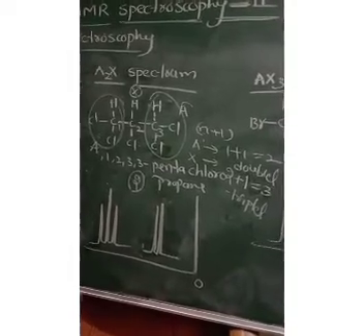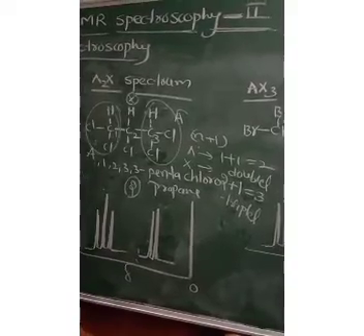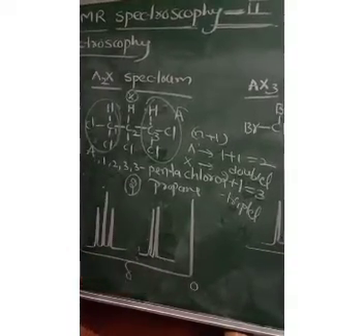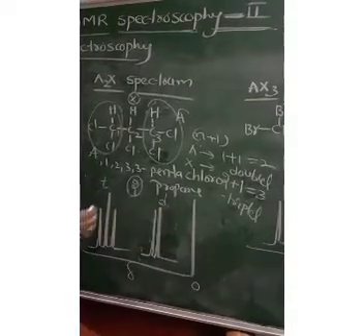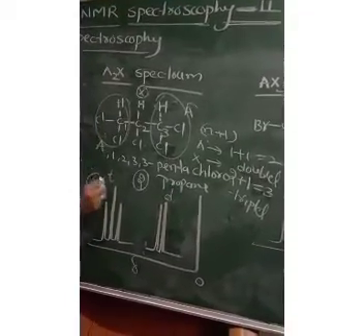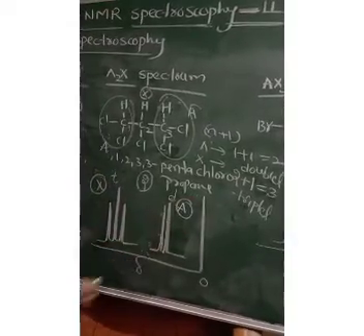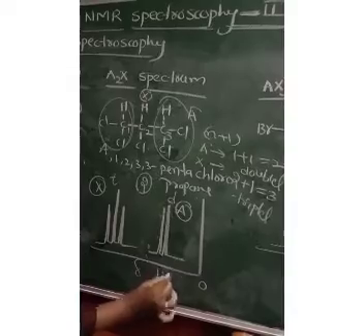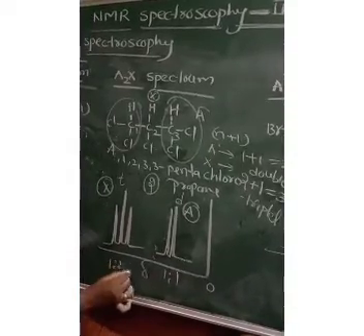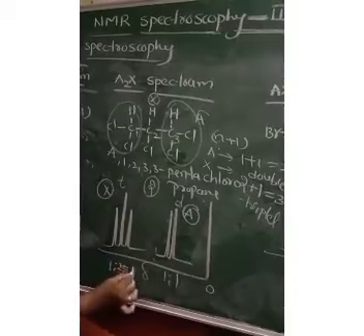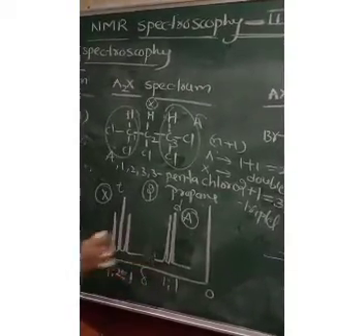Okay, so in this proton NMR spectrum, from lower to higher chemical shift value, one is the triplet and the other one is the doublet. So triplet for X type of protons and doublet for A type of protons. And the doublet is 1:1 and the triplet is 1:2:1. So this is the intensity ratio of the peaks.